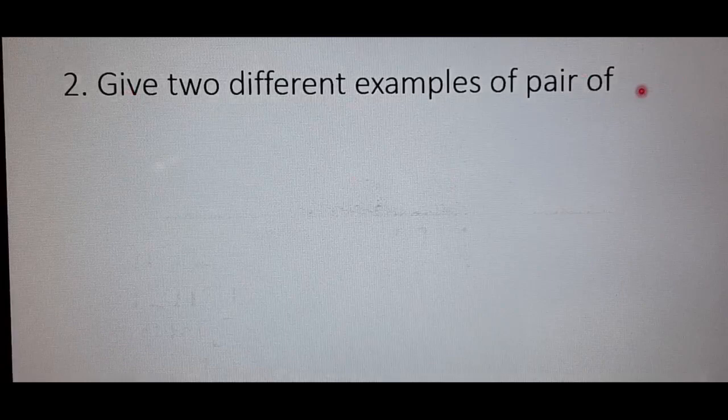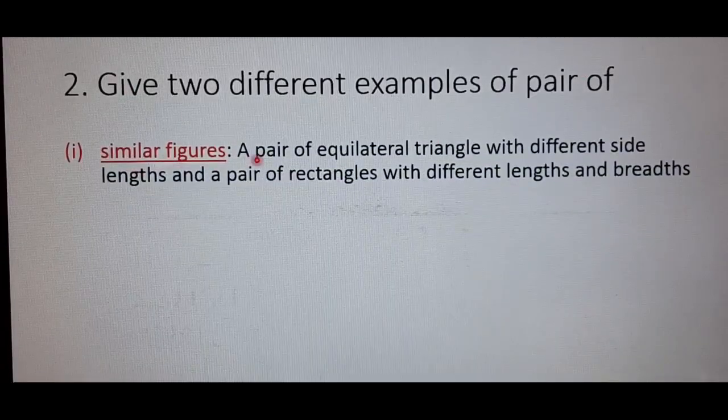Give two examples of pair of similar figures. So while doing similar figures, which we have discussed also, that also you can write. So a pair of two circles, similar figures, any similar you can write. A pair of two squares, a pair of two equilateral triangles, so anything you can write. Here I have written a pair of equilateral triangle with different lengths and a pair of rectangle with different lengths and breadths. If you want, you can write a pair of two circles with different radius and a pair of equilateral triangle with different sides. Any figure you can write of your choice. If you want, you can make a note of this also.